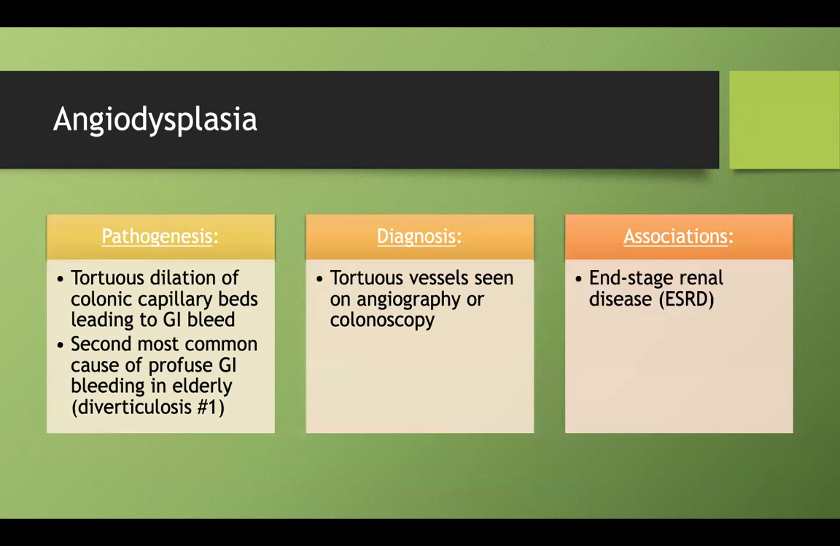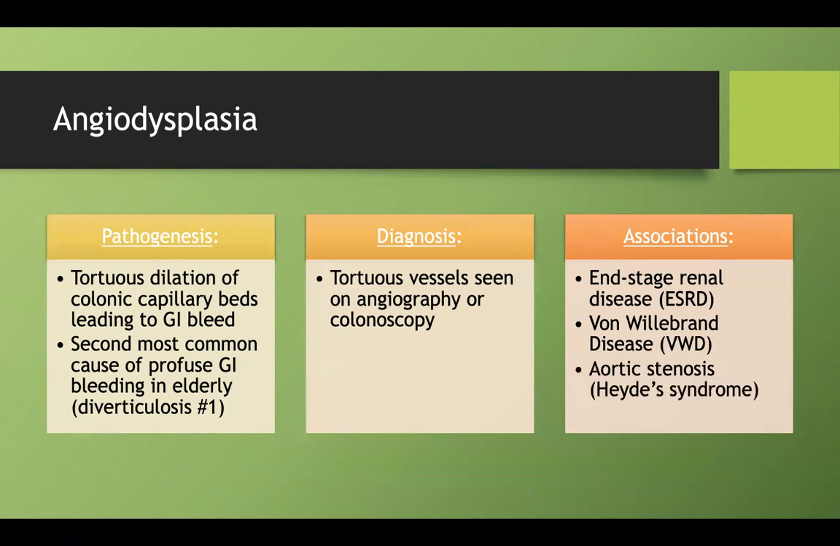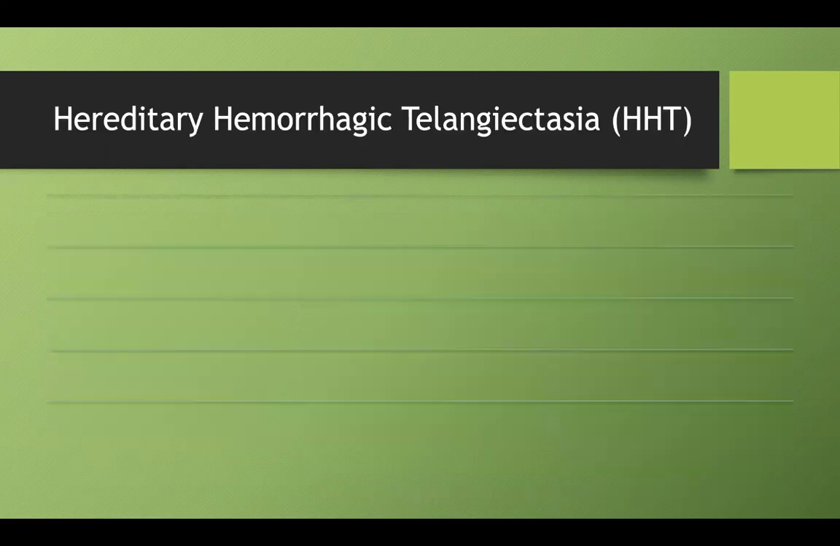There are some associations that are rarely tested, but good to know. Angiodysplasia is associated with ESRD and von Willebrand disease. They do test this more for Step 2, but they like to test somebody who has angiodysplasia and aortic stenosis, and you just have to know that's Heyde syndrome. That's it for angiodysplasia. We'll talk about HHT, which I always think about in my head as genetic angiodysplasia.